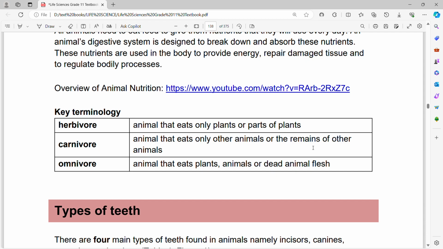So the key terminology before we move on is herbivores, carnivores and omnivores. Herbivores are animals that eat only plants or parts of plants. Then we have carnivores. Carnivores are animals that only eat other animals or remains of other animals. And then we have omnivores. Omnivores are animals that eat plants, animals or dead animal flesh. Herbivores only eat plants, carnivores only eat animals or other remains, and omnivores eat plants, animals and dead animal flesh, like fish.